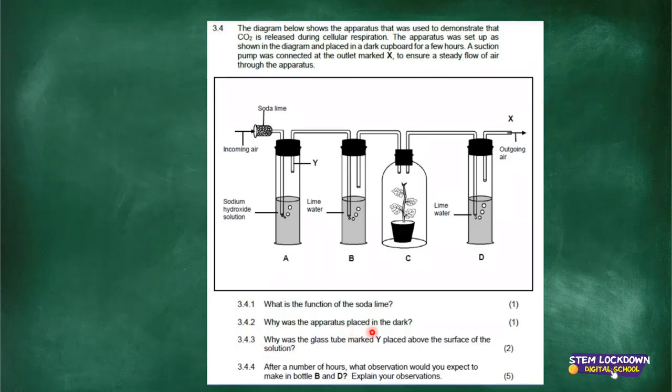Why was the apparatus placed in the dark? Why was the glass tube marked Y placed over the surface of the solution? And after a number of hours, what observation would you expect to make in bottle B and D? Explain your observations. Right, guys, so please take screenshots of these questions. If I need to go back to any questions, just please say.